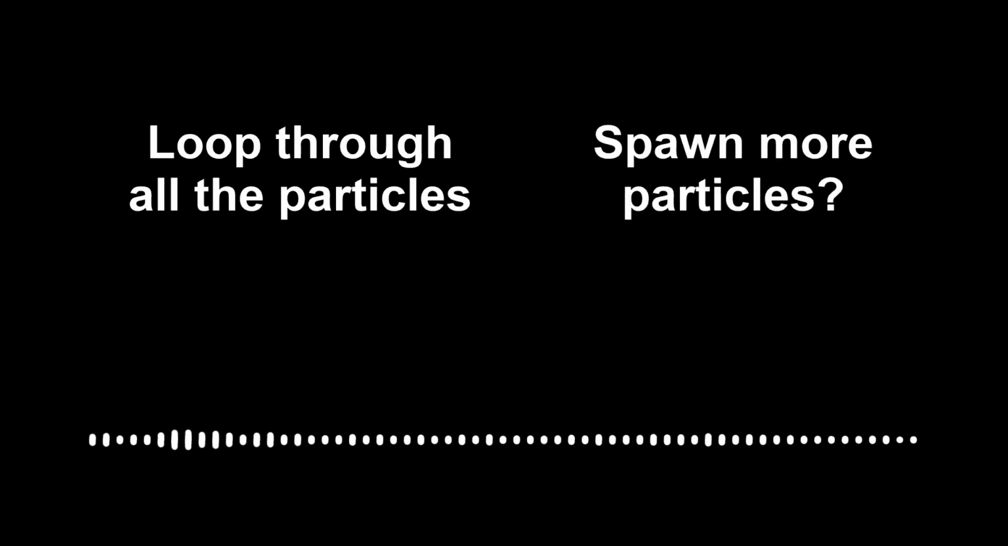The process method gets a little bit meatier. We need to do two things: loop through all the particles and process them, and also check if we need to spawn more particles. So let's spawn some particles.